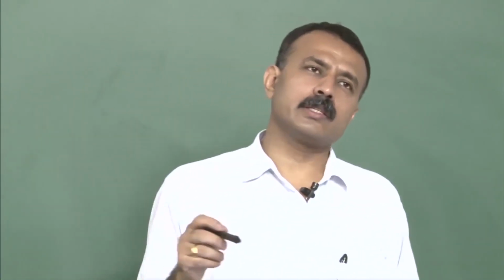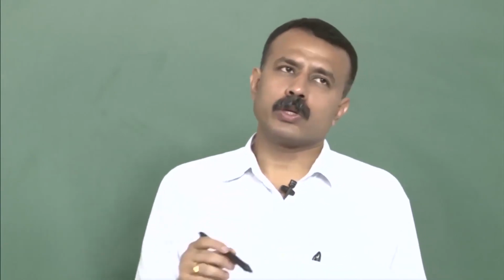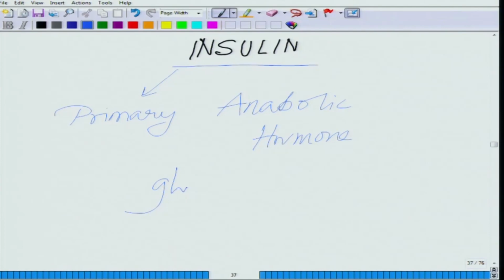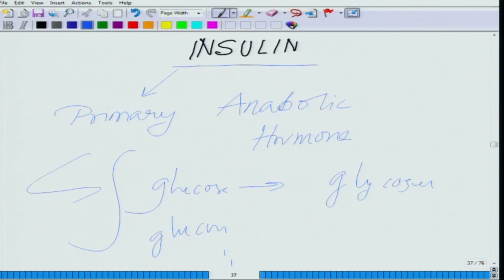So, insulin is an anabolic hormone which leads to the addition of glucose, and likewise to glycogen. So, integration or summation of this leads to the formation of glycogen. So, that is why it is called an anabolic hormone.